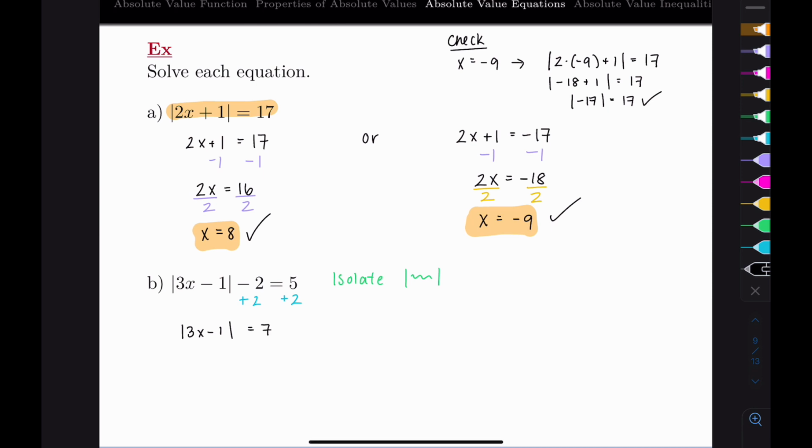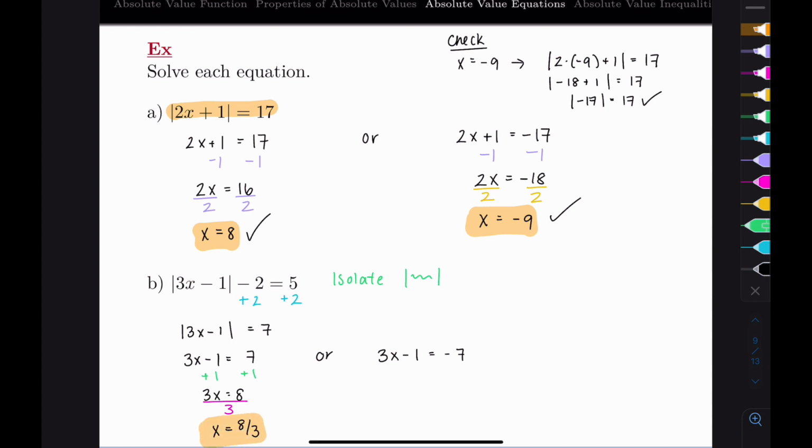And now it's set up in the same way as the prior problem. I can go ahead and say, okay, the inside's exactly 7, or the inside has to be negative 7. So we get to drop the absolute values, and then we also get to drop the absolute values and make it negative. And then both of these I solve in the same way. We go ahead and add 1 to both sides. That gives us 3x equals 8. And then when we divide both sides by 3, we get the solution x equals 8 over 3. Not a pretty solution, but it is definitely a solution.